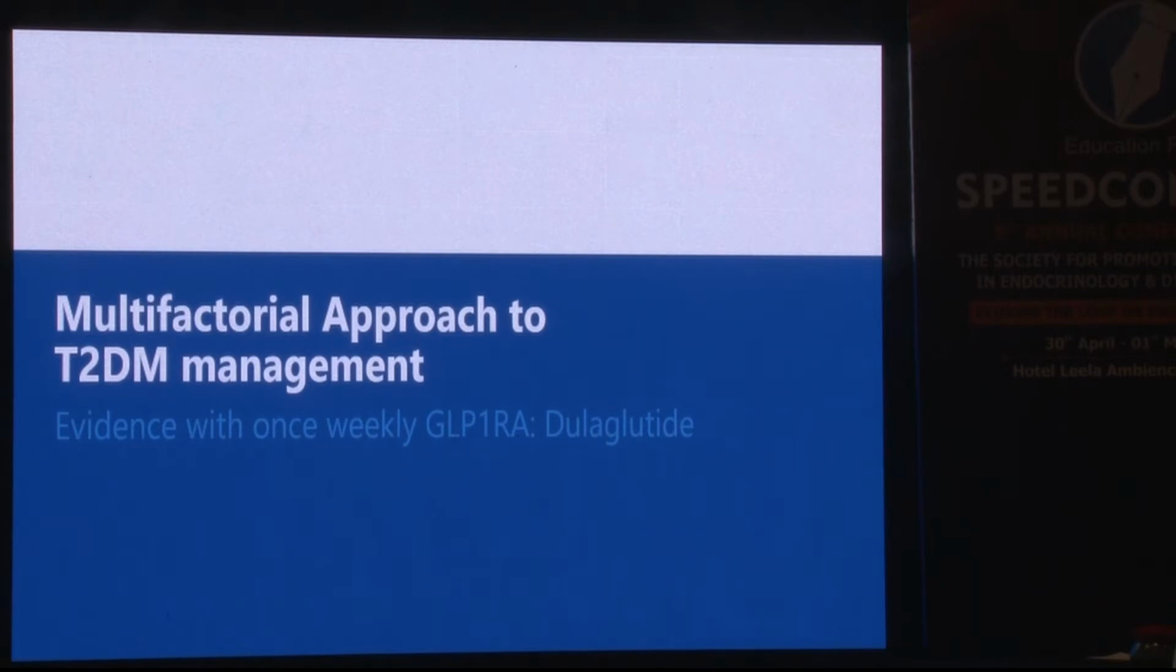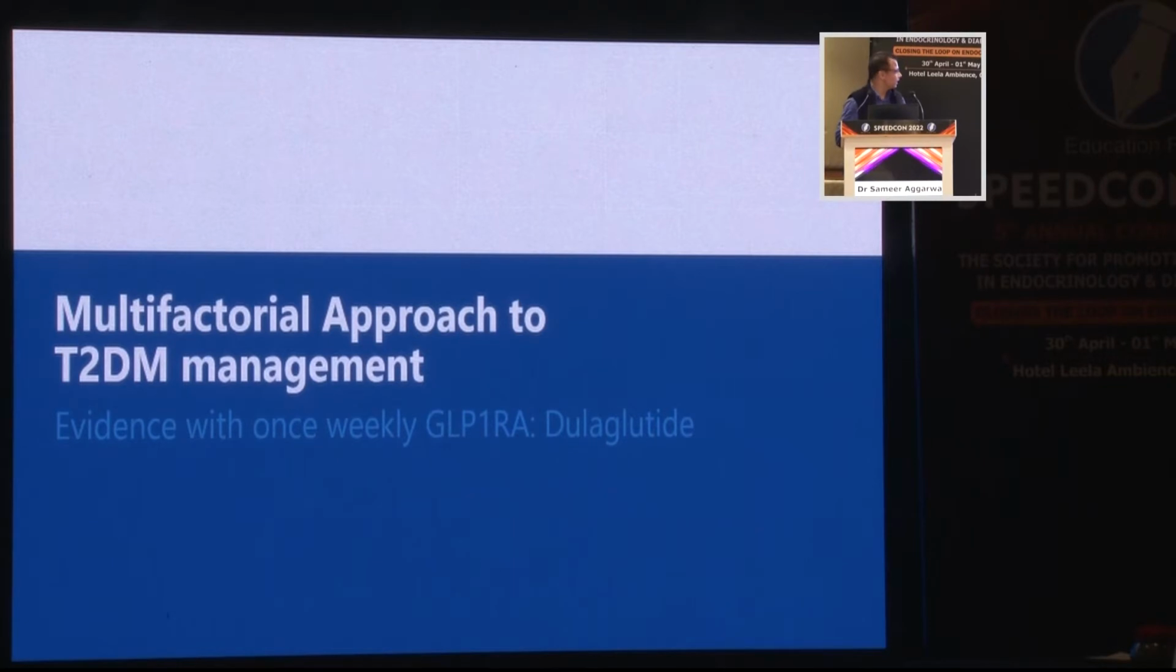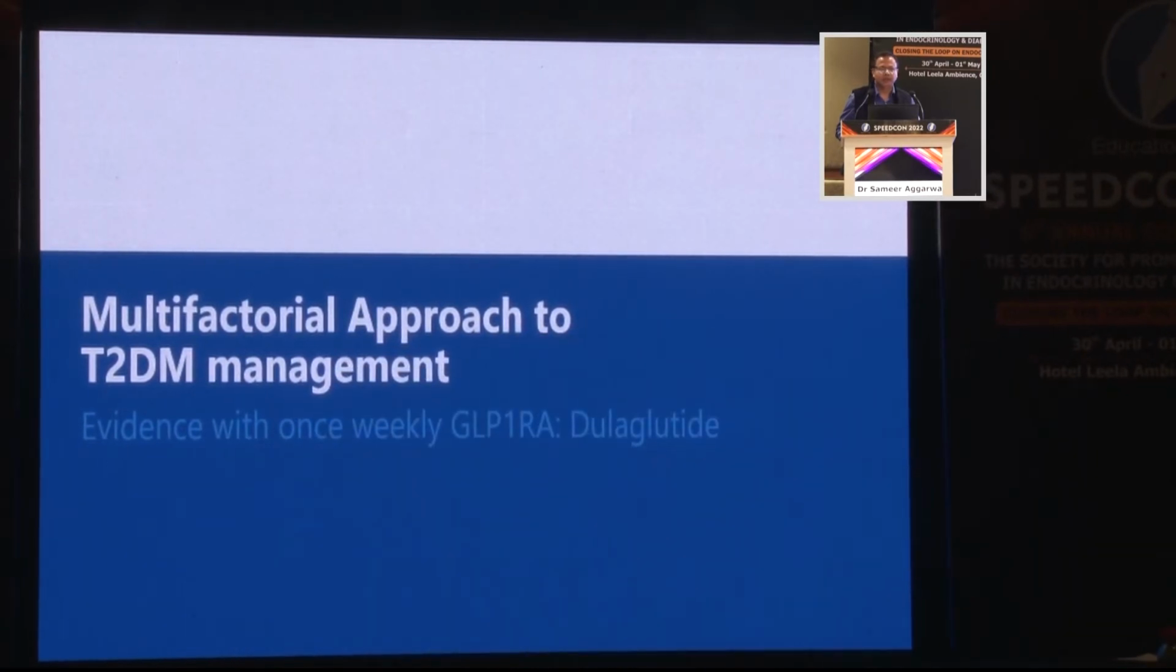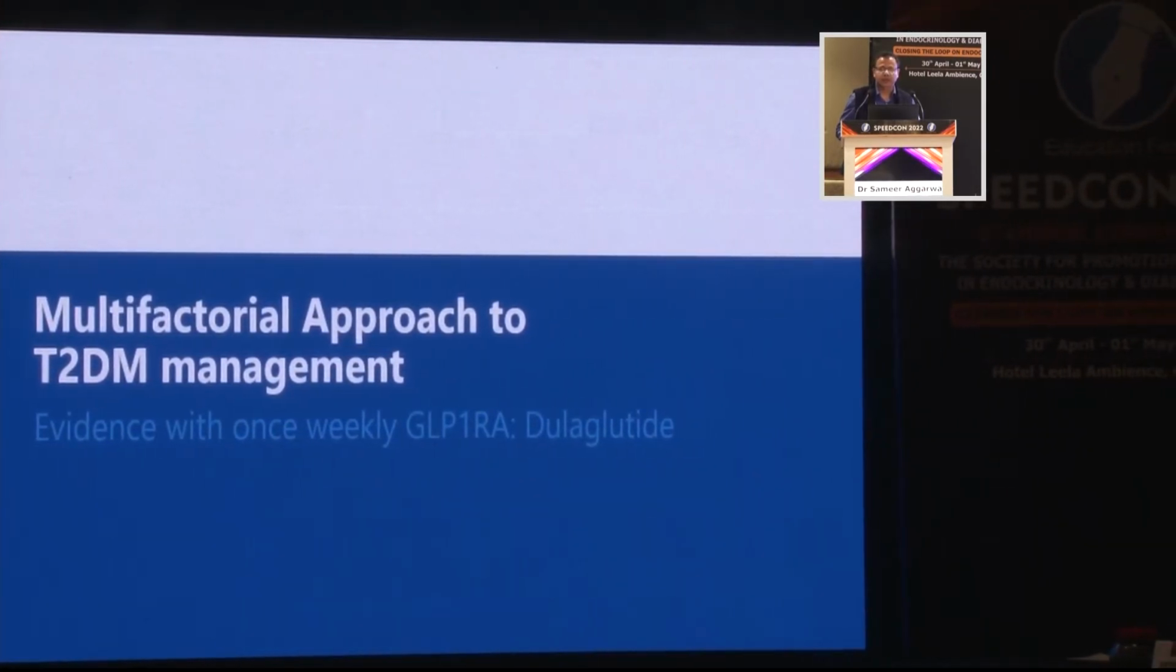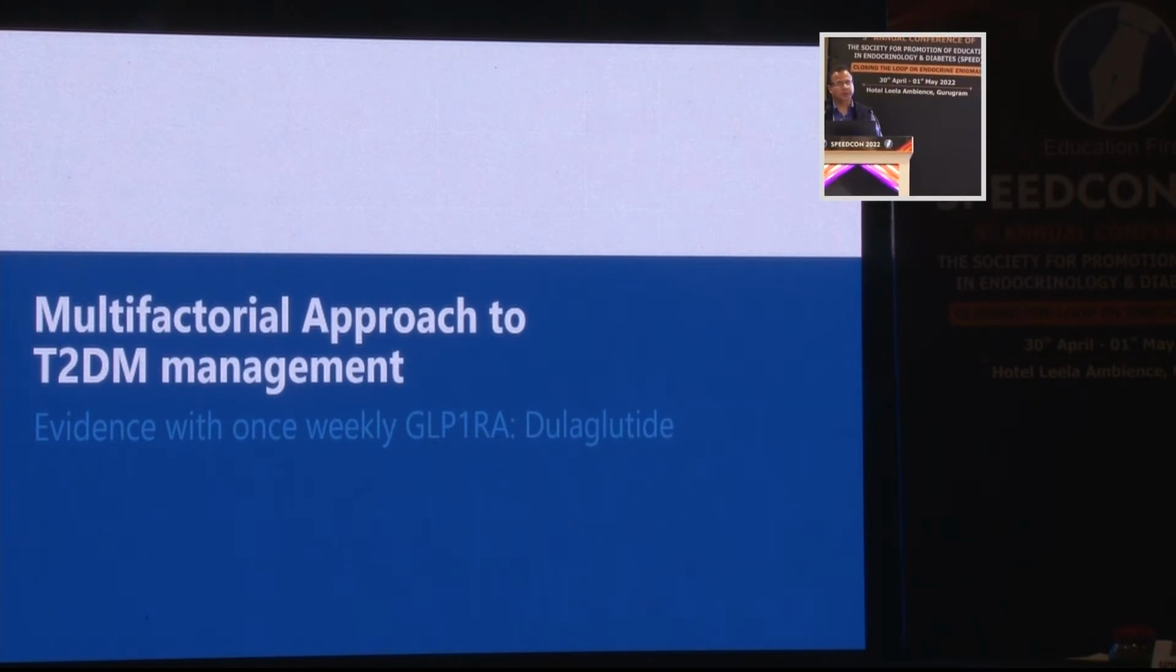I think we definitely need a multifactorial approach in the management of diabetes, and we need good innovative drugs in the management of type 2 diabetes. Many patients of type 2 diabetes are not being controlled with diet, lifestyle, and a combination of oral drugs. I think each diabetic patient has their own requirement, so you have to tailor the approach according to the patient profile, the affordability and other characteristics of the drugs.